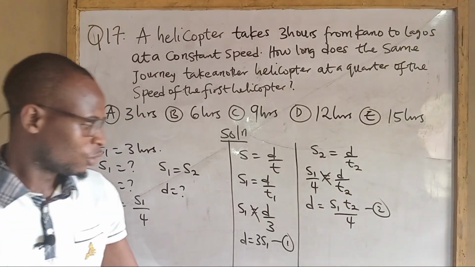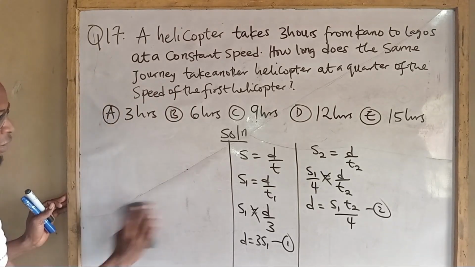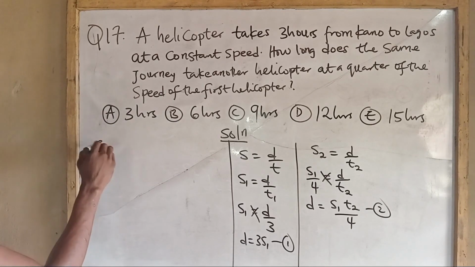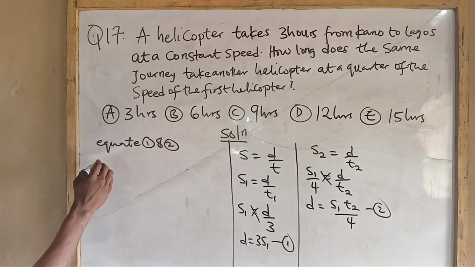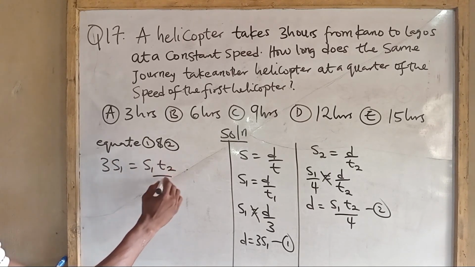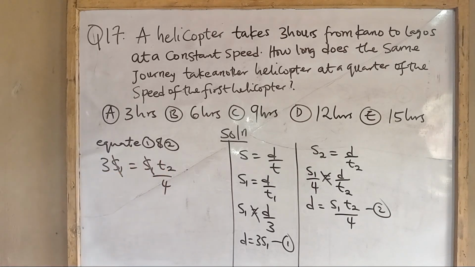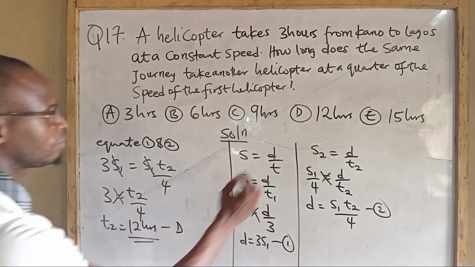So after getting these two equations, the next thing for you to do is to equate them. I will wipe off this part. So if I equate 1 and 2, I will have 3S1 equal to S1 T2 over 4. Of course, S1 will cancel out S1. So we are left with 3 equal to T2 over 4. So cross multiply: T2 equals 12 hours. So our answer is 12 hours, and that's option D.